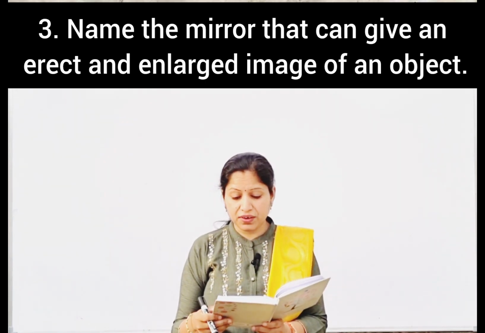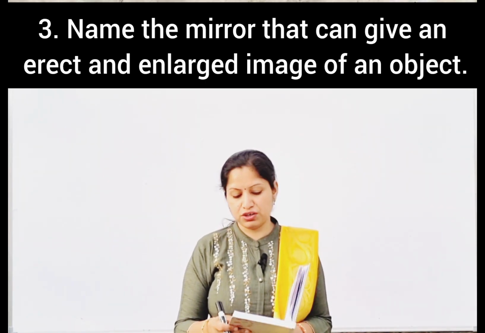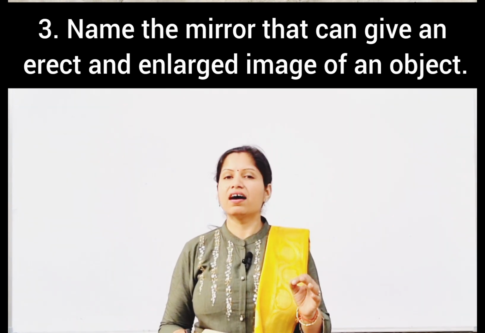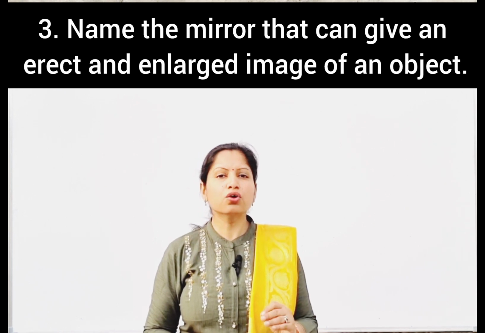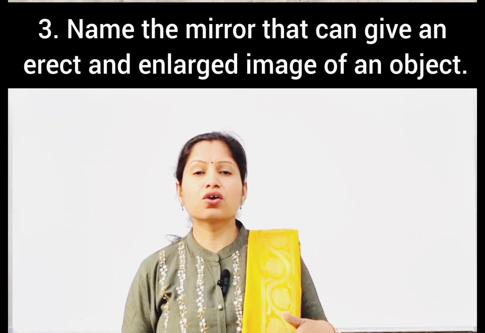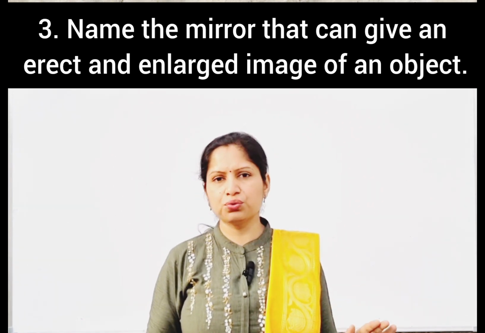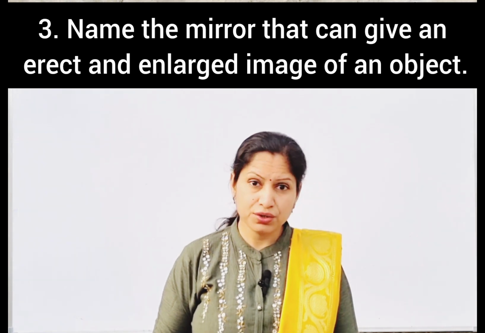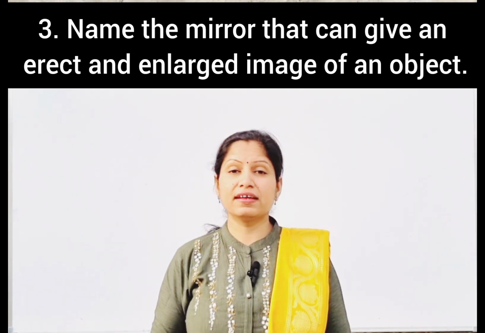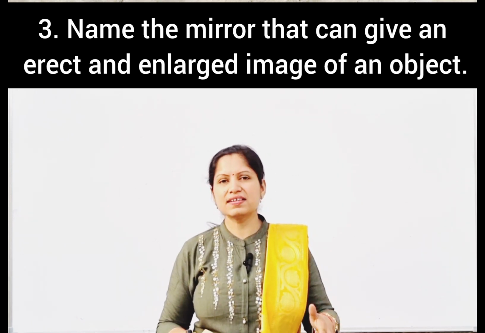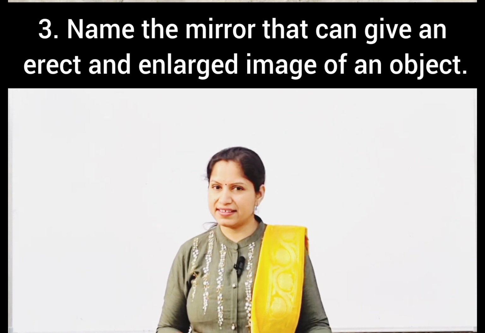Name a mirror that can give an erect and enlarged image of an object. Which mirror can give you an erect and enlarged image? That is only a concave mirror. A plane mirror will give you an erect image but of the same size. A convex mirror will always give you an erect image only, but that will always be smaller than the object. So the mirror that could be used to get an erect as well as enlarged image is the concave mirror, and that is why it's used as a shaving mirror or dentist mirror.